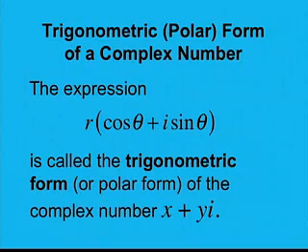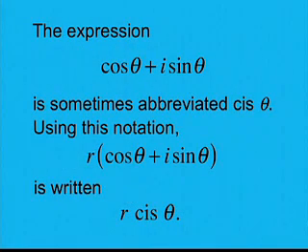So let's take a look. The expression r times parentheses cosine theta plus i sine theta is called the trigonometric form or polar form of the complex number x plus yi. The expression cosine theta plus i sine theta is sometimes abbreviated as cis theta, which is sometimes said as cis theta, but some books call it kiss theta. Either one is acceptable. Now, using this notation, r times parentheses cosine theta plus i sine theta is written as r cis theta.